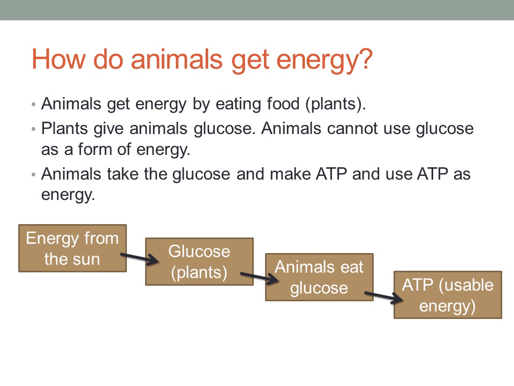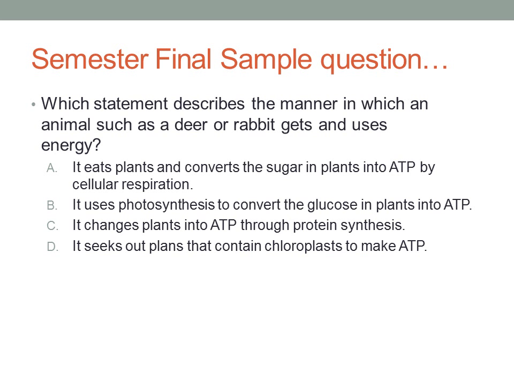So again, we start with energy from the sun. Plants use that energy from the sun to make glucose. Animals will then eat that glucose. But because animals cannot use the glucose directly as energy, animals change the energy from the glucose and convert it into energy in ATP, which is a chemical that we can use for energy. So here's a sample question from the final.